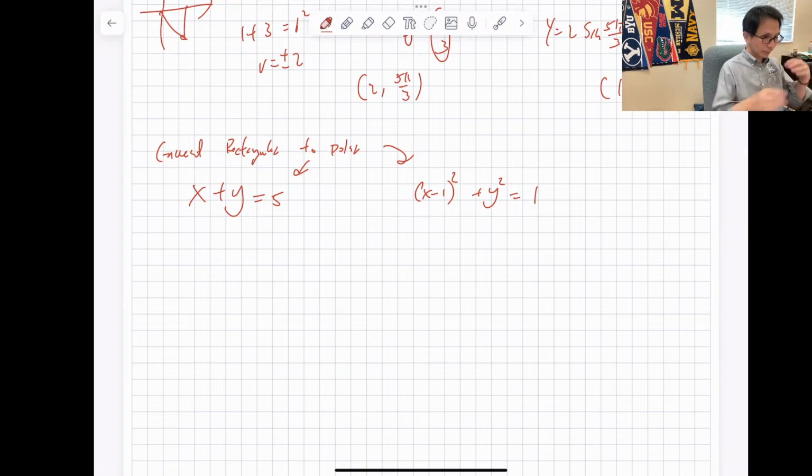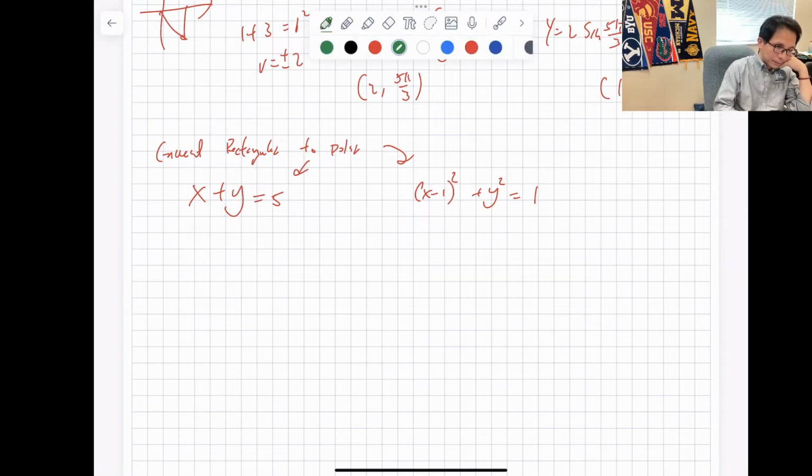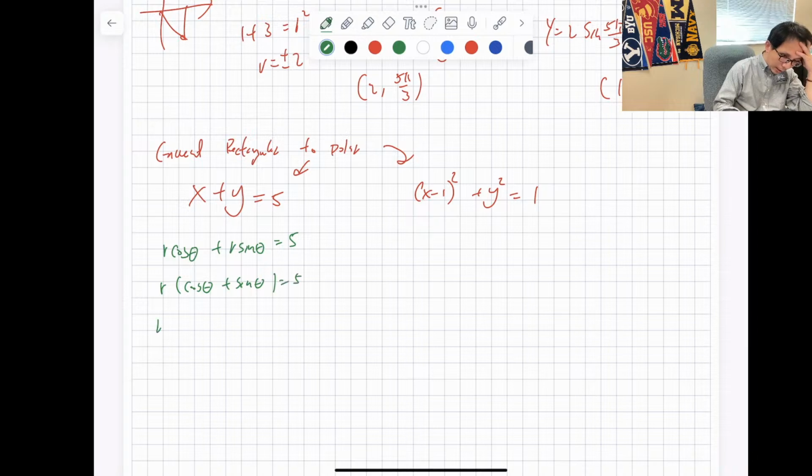Should you sub in like theta and then subbing what? Tell me what to sub in. X would be r cosine theta and y would be r sine theta. You have to isolate r. And r is equal to 5 over cosine theta plus sine theta.